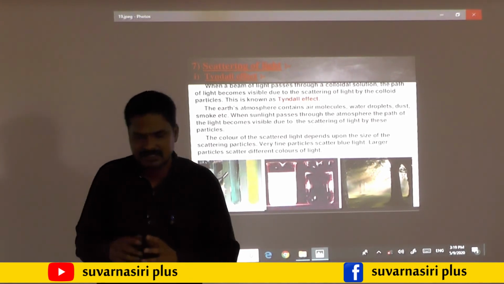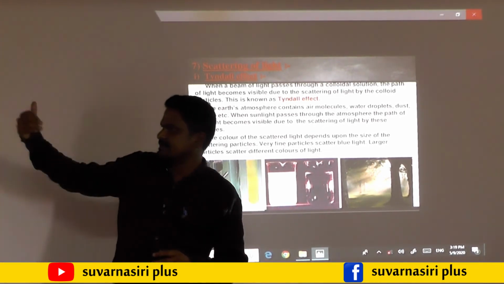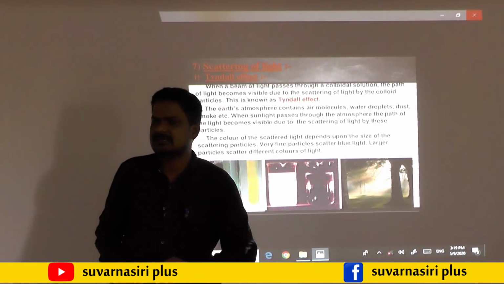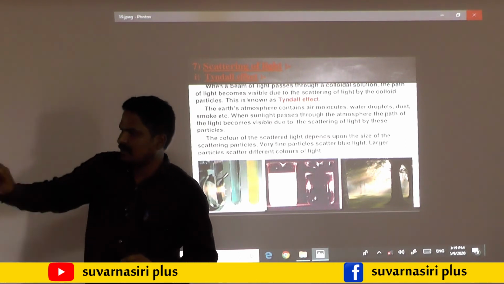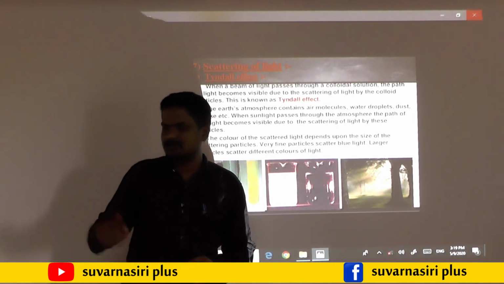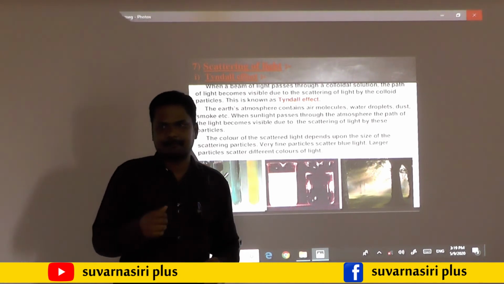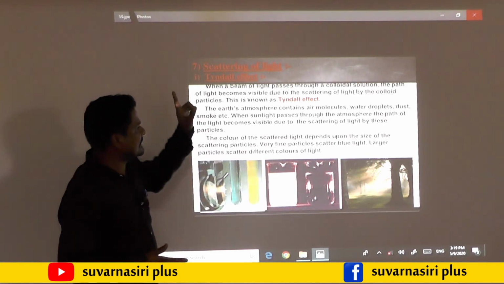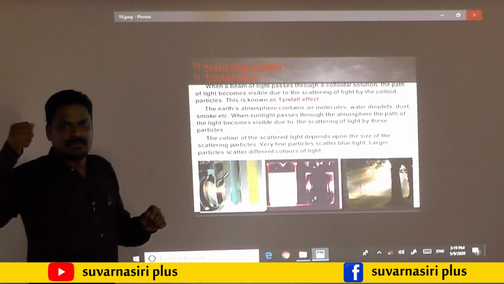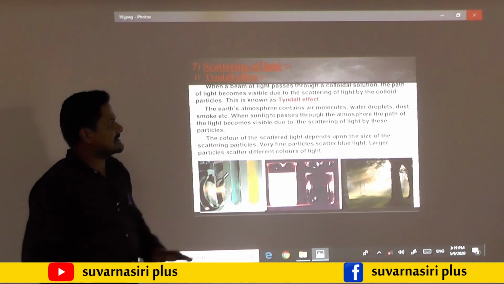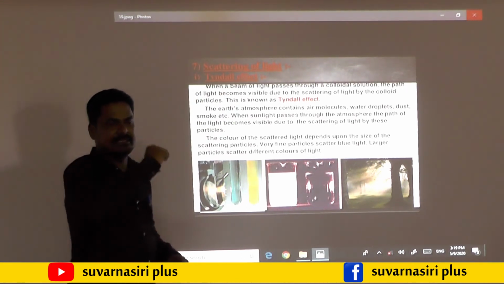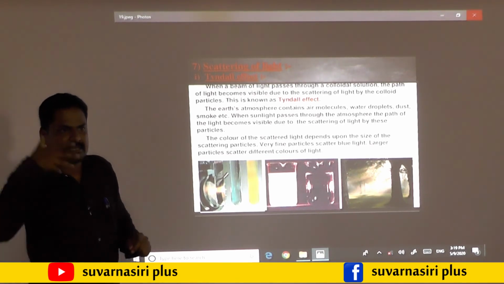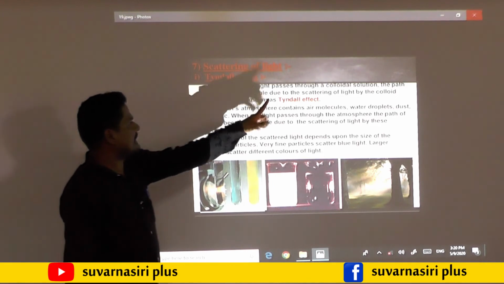For example, when the light is entering through the window, what will happen? We are not seeing the sun rays. When we make some dust, at that time the light rays appear because of the Tyndall effect. So due to the Tyndall effect, the beam of light passes through the colloidal solution. When the light passes through the colloidal solution, the light hits the small particles and the rays are visible. That is called the Tyndall effect.